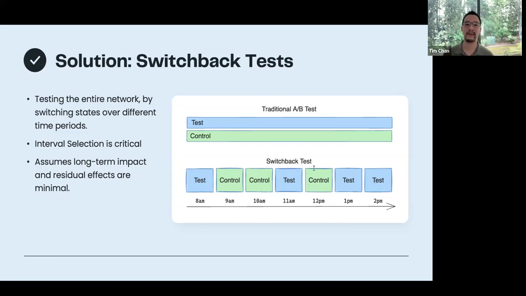There are some important considerations here. Picking the interval that you're experimenting on is going to be critical. You can switch every hour, every day, every week. You want frequent switches, so you've got a lot of observations and power, but you'll want to pick a time interval that actually allows the ecosystem to fully stabilize and result in trustworthy measurements.